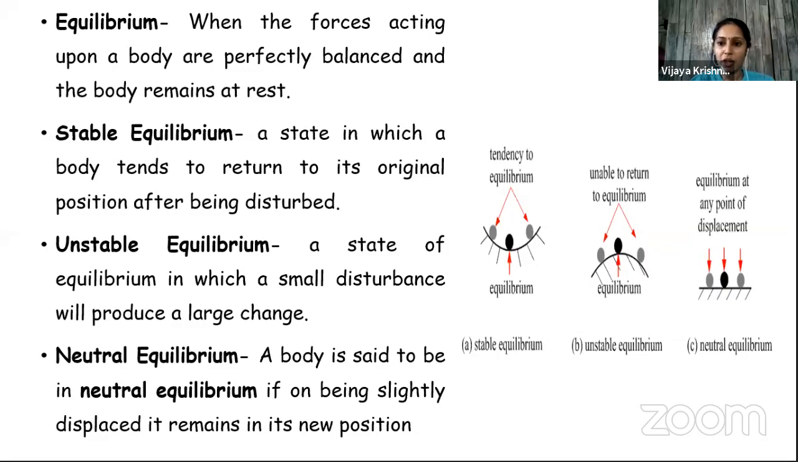The last thing that we are going to talk about is neutral equilibrium. Neutral equilibrium is when the body is displaced, it adopts its new position and remains at its new position. So a body, even if slightly displaced, remains at its new position and continues to be so unless displaced again. So this is known as the neutral equilibrium. So these are the three types of equilibrium that you will see based on the stability of the object. Movement changes the equilibrium and stability of an object.